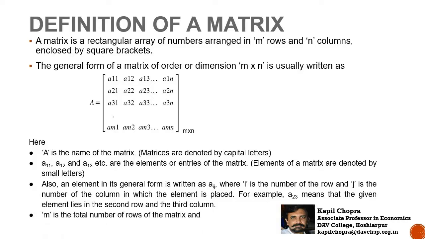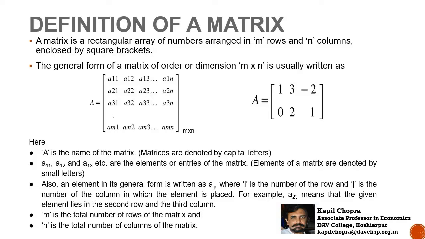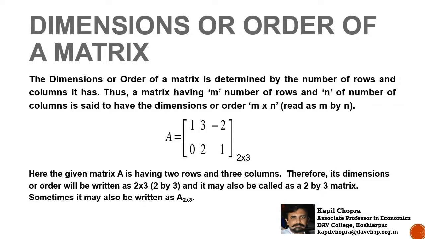m is the total number of rows of the matrix and n is the total number of columns of the matrix. This is a matrix, it has 2 rows and 3 columns, so we may say that it is a 2 by 3 matrix. Dimensions or order of a matrix is determined by the number of rows and columns it has. Thus, a matrix having m number of rows and n number of columns is said to have the dimensions or order m by n.